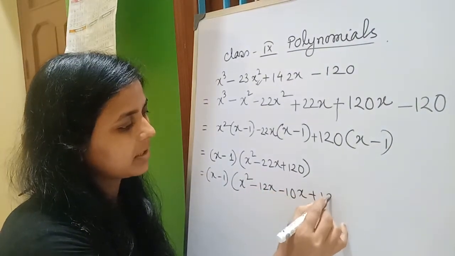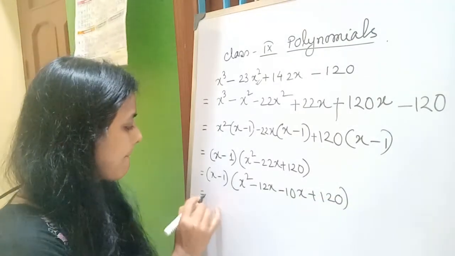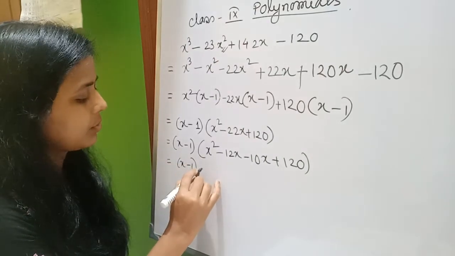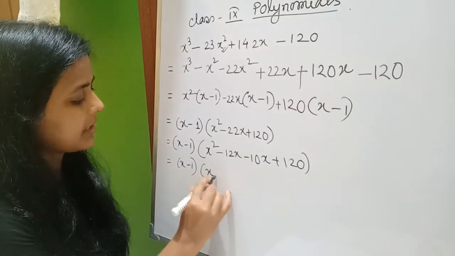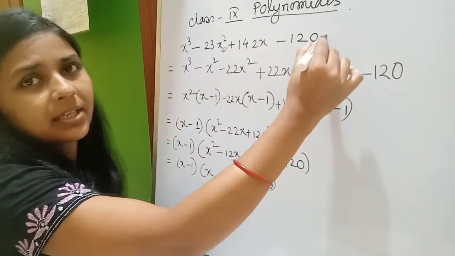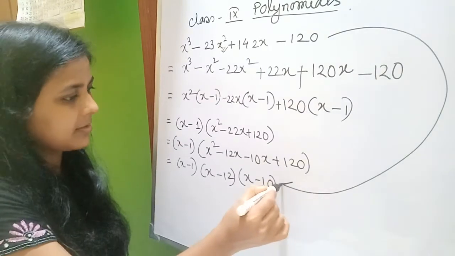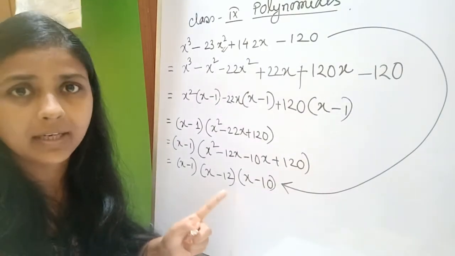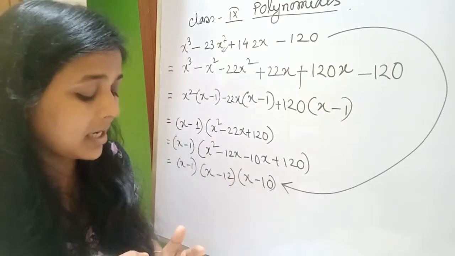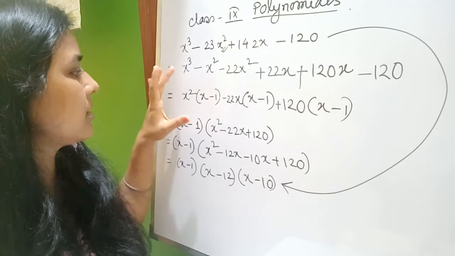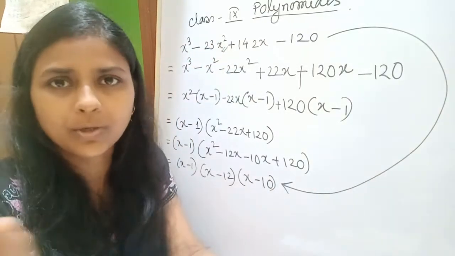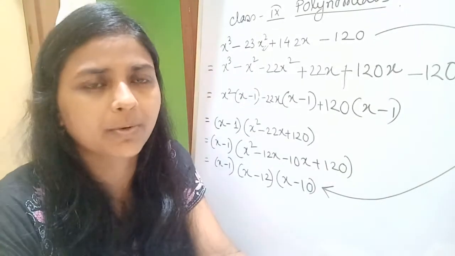So like this we can write down, and then x minus 1 into this portion can be written as x minus 12 into x minus 10. So ultimately you can see this one is factorized in the final line, x minus 1 into x minus 12 into x minus 10. Now this is purely algebraic process, just backward process you can say. Okay, this is backward process.